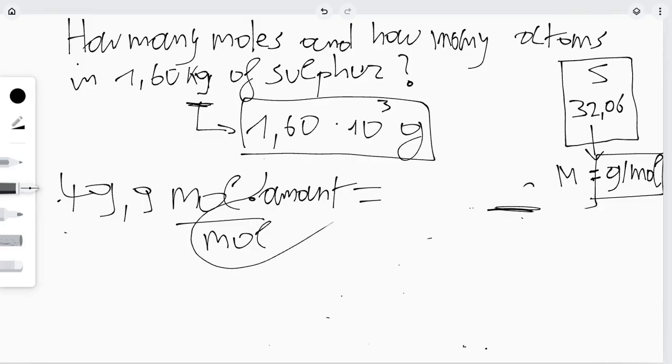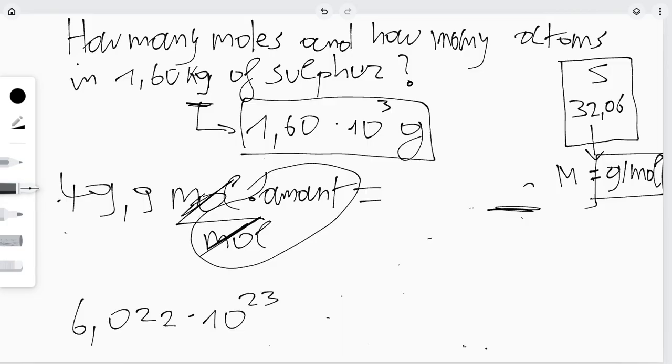When we multiply by an amount per mole, we get rid of the moles, and we end up with an amount. Which thing has an amount per mole? That is Avogadro's number. Avogadro's number is 6.022 times 10 to the 23 atoms or particles per mole, or basically amount of things per mole.